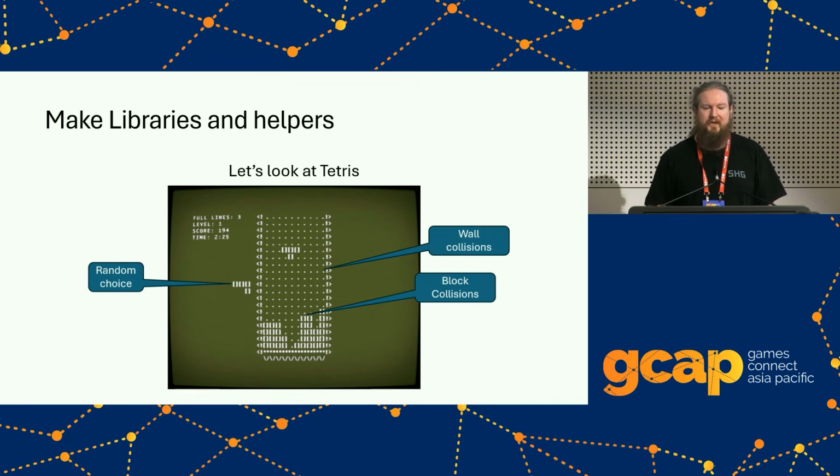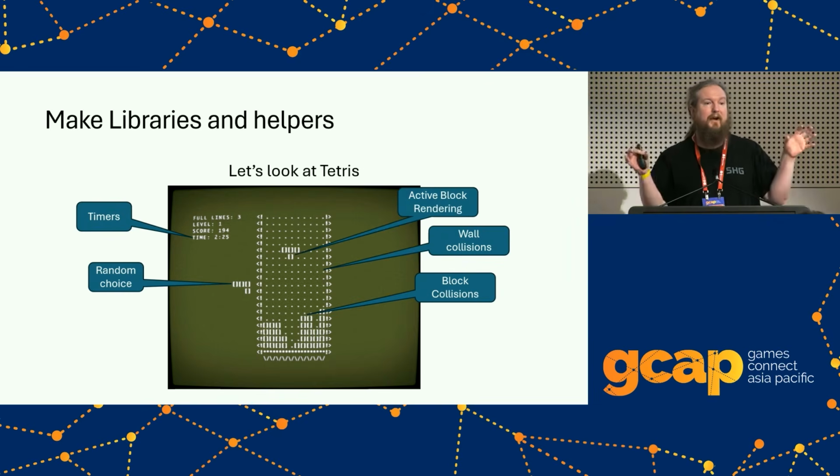Wall collisions are the same thing. Time is another one that can be shared between projects that I can write tests for. Then there's just the active block rendering. So there's a lot of little parts that come together to make that game that can be tested independently. And all of those parts together can then make the game that I want.